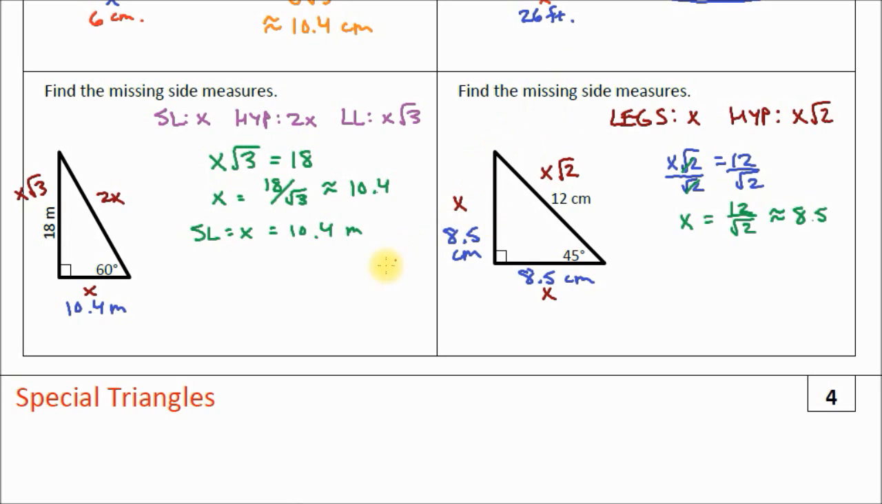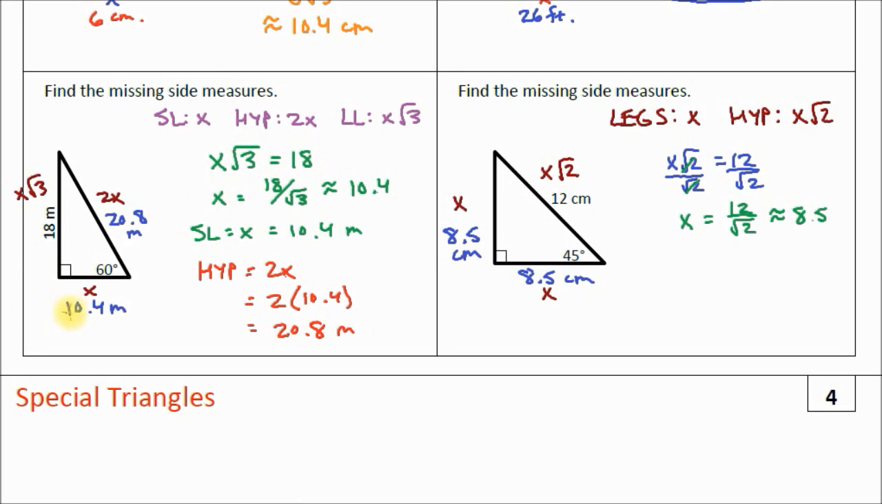Okay, last thing we have to find is the hypotenuse. Well, we know the hypotenuse is equal to 2x, and we know what x is. x is about 10.4, so the hypotenuse is 2 times 10.4, and that's going to be 20.8, and our unit of measure is meters, so we just found our hypotenuse, 20.8 meters. And that's how we use the special triangle rules of 30, 60, 90 triangles to find the measure of the missing sides without having to use Pythagorean theorem.